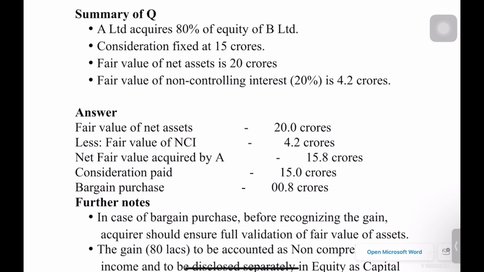So, but consideration paid is only 15 crores. Which means entity A acquires or takes more fair value of assets, but the consideration paid is less. So fair value of assets is 15.8 crores, but consideration paid is only 15 crore. So there is a gain of 80 lakhs. So we can conclude 80 lakhs will be the bargain purchase in this case.